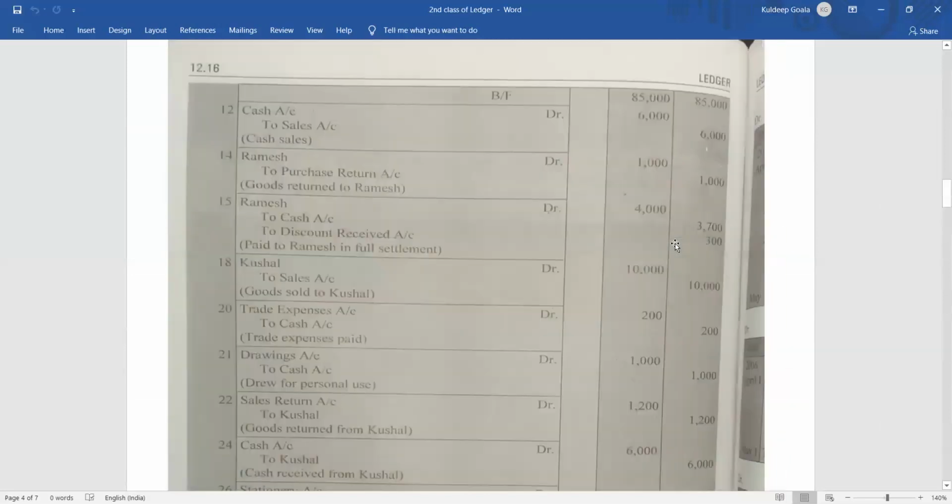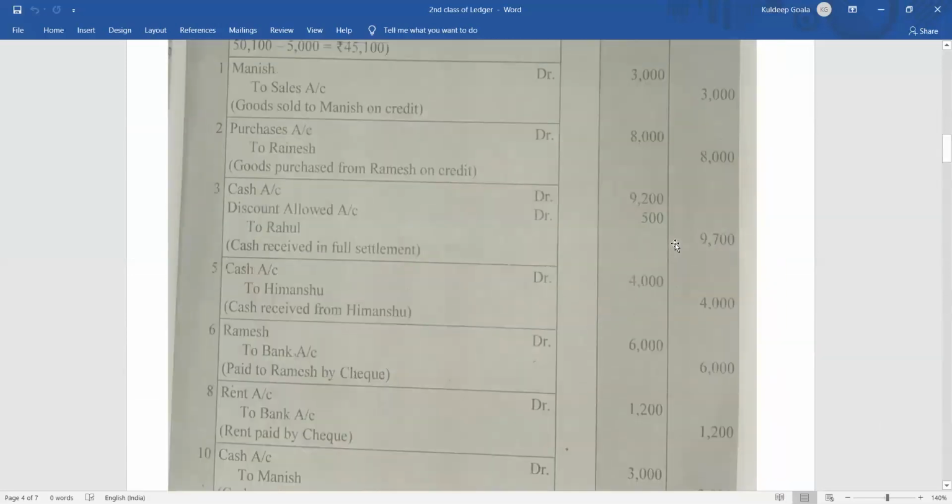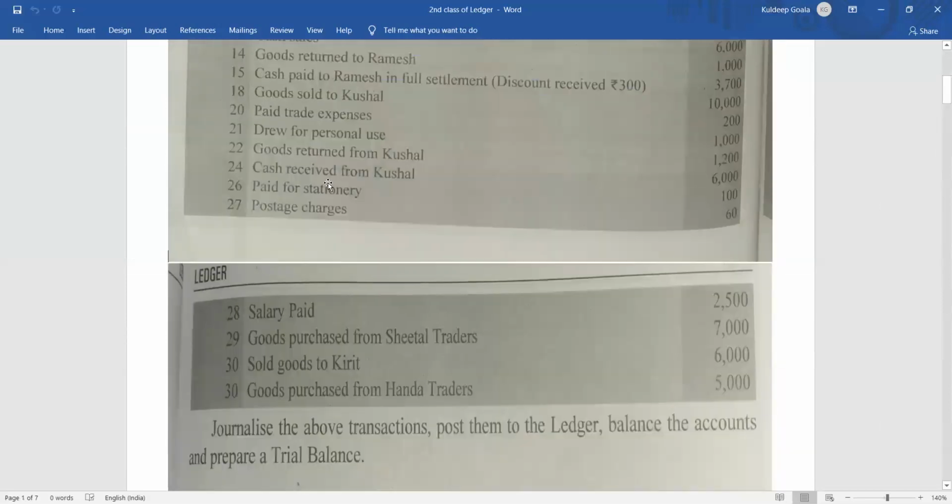Then coming back to the next one. What is the next one? Goods returned from Kushal. Okay, this I will not explain because we have already seen the return entry the same way. Then cash received from Kushal also I will not explain because we have already done the same thing. Now paid stationery I will explain again, although it is related to trade expenses.